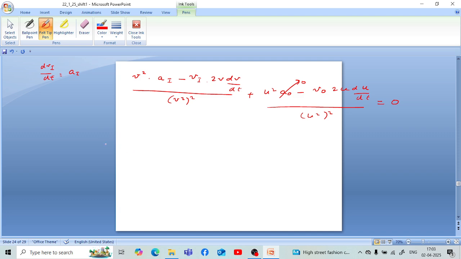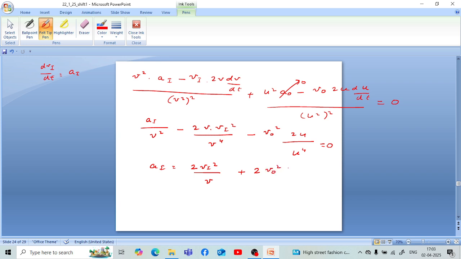So, after solving and simplifying, this equation becomes ai upon v² minus 2v vi² upon v to the power 4, minus v naught² into 2u upon u to the power 4, and this is equal to 0. Further simplifying it and calculating the value of ai, this becomes 2 vi² upon v plus 2 v naught² v² upon u³.